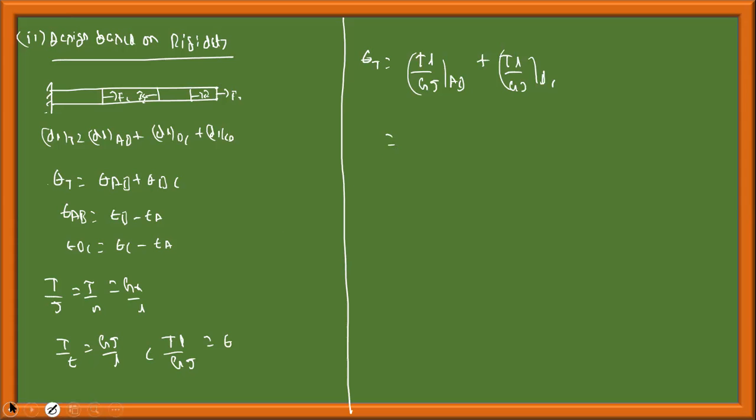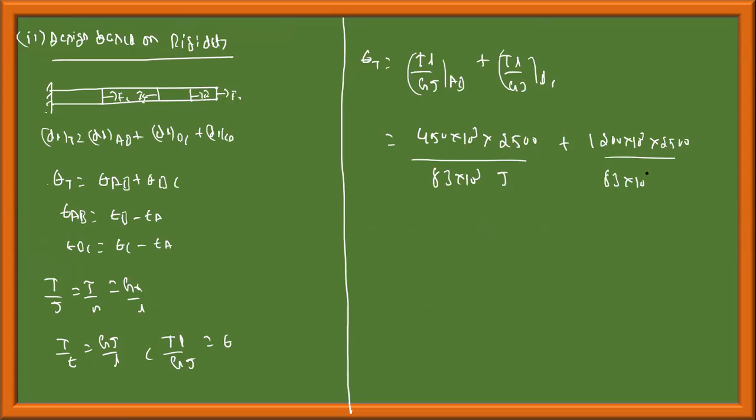T in AB is 450 into 10 power 3, length is 2500 mm. Rigidity modulus G is 83 into 10 power 3, into J, plus 1200 into 10 power 3 into 2500 divided by G, 83 into 10 power 3 into J. Okay, 10 power 3 will cancel. You tell me in terms of J, how much are you getting for theta.